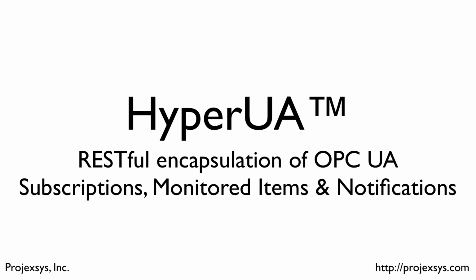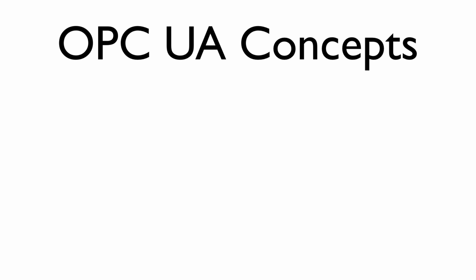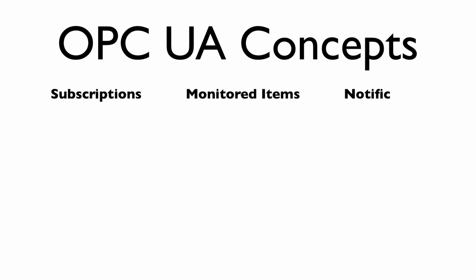In this demo, I'm going to provide a functional overview of how OPC UA subscriptions, monitored items, and server-to-client notifications are translated into and encapsulated by HyperUA's REST API. First, we should briefly review the OPC UA concepts just mentioned, namely subscriptions, monitored items, and notifications.